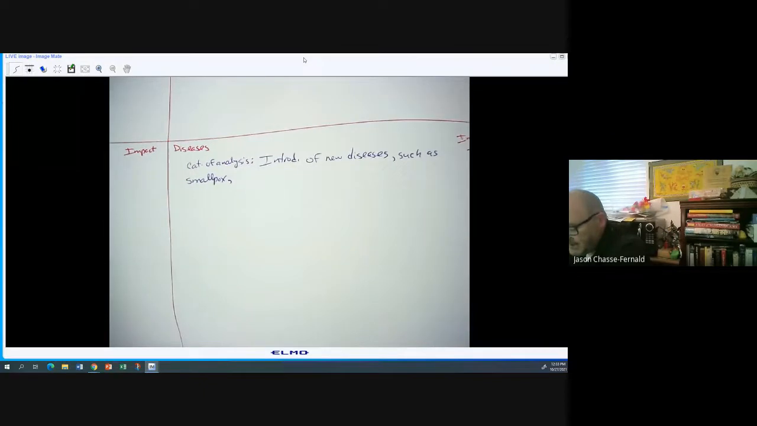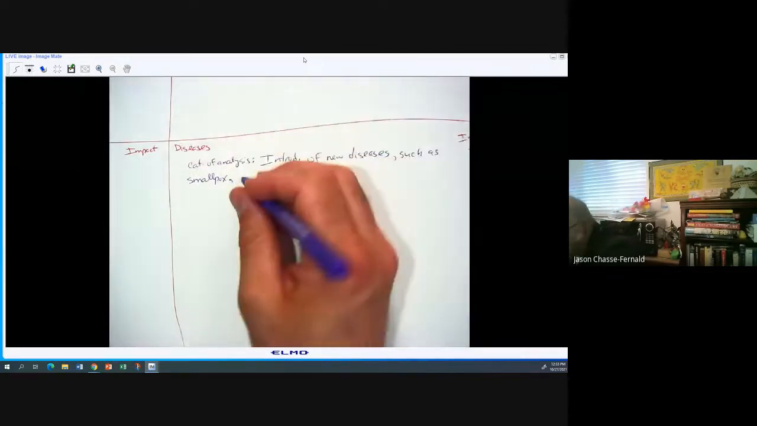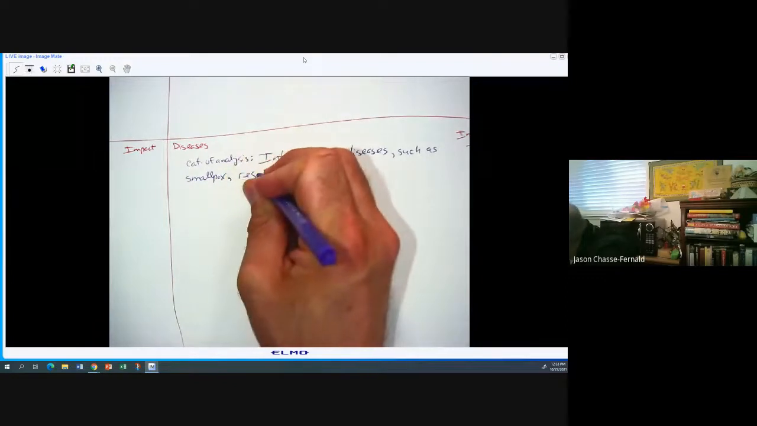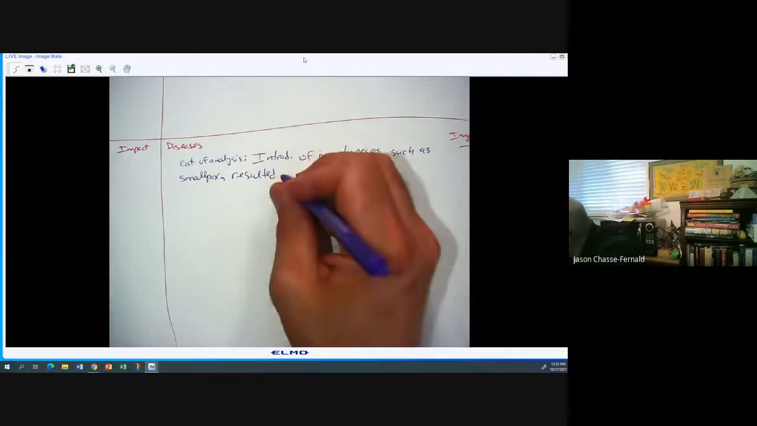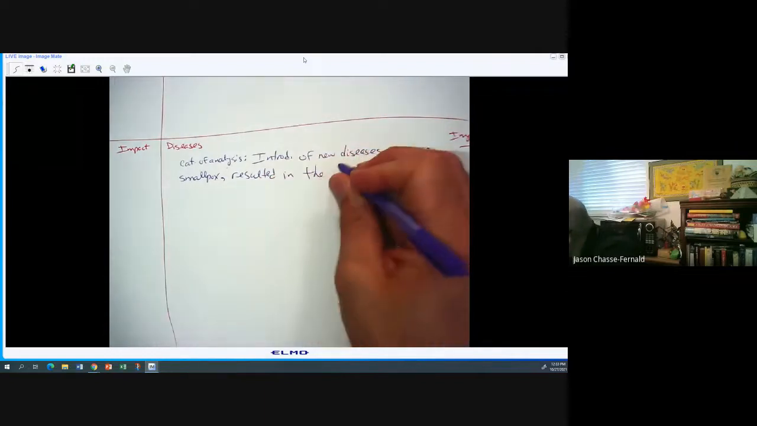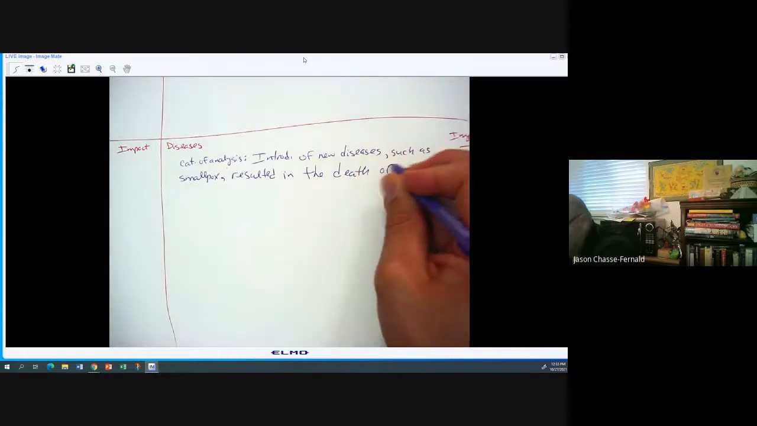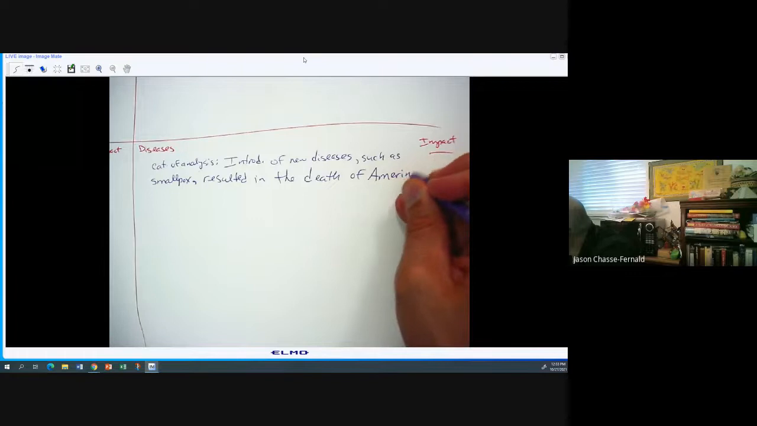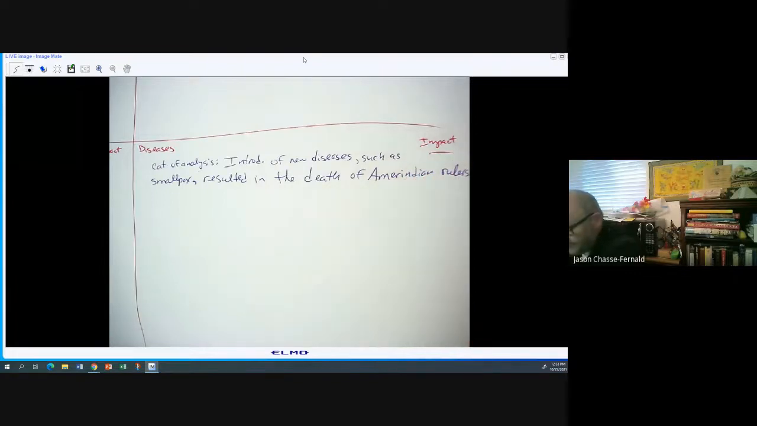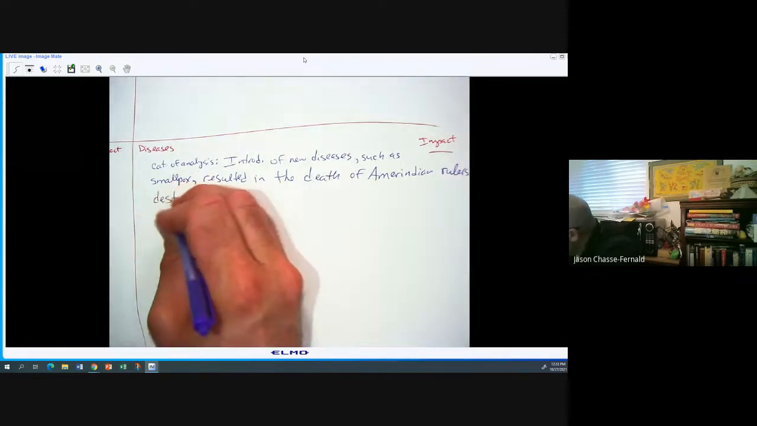Such as smallpox resulted in the death of Amerindian rulers, disease destabilizing them.